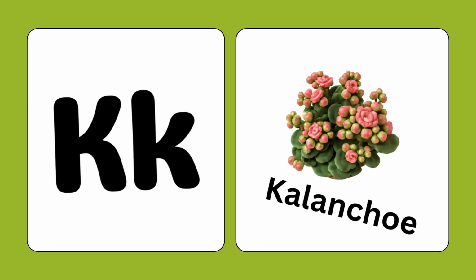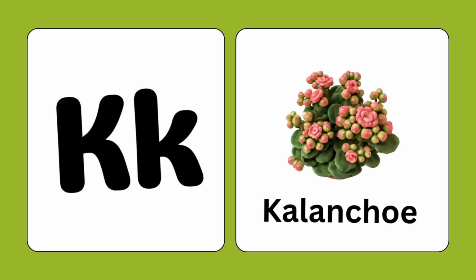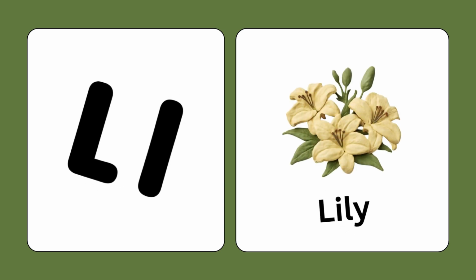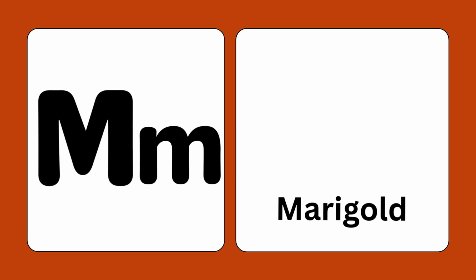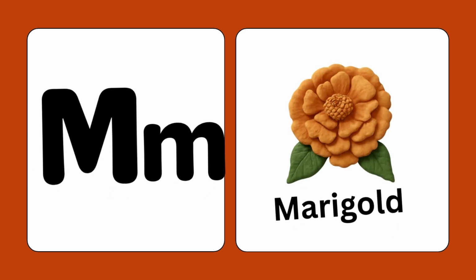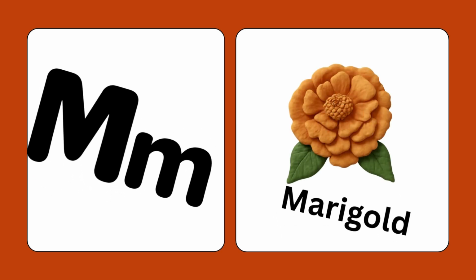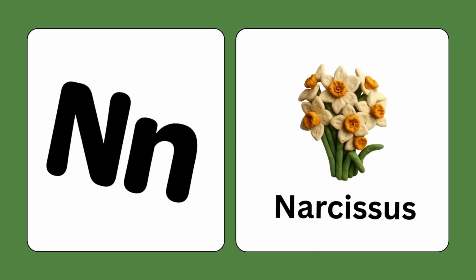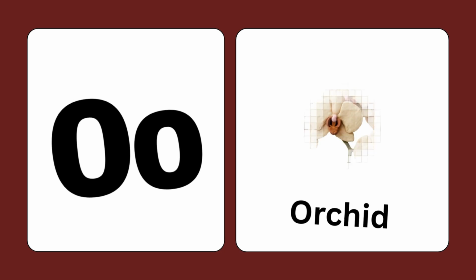K is for kalanchoe. L is for lily. M is for marigold. N is for narcissus. O is for orchid.